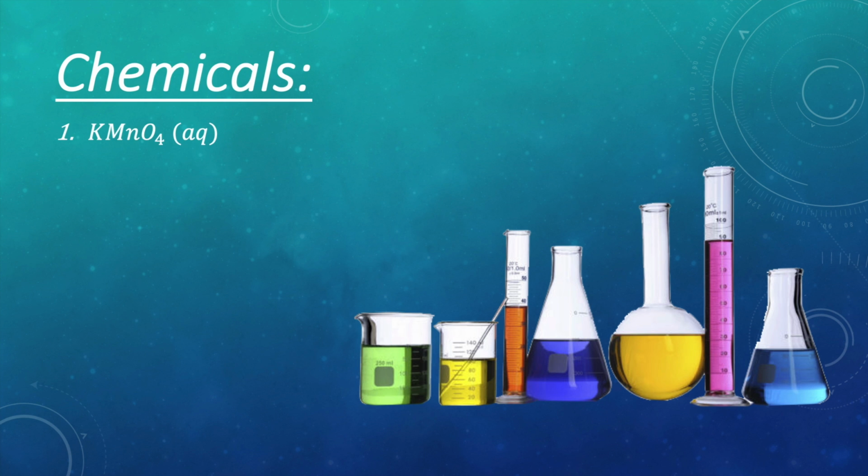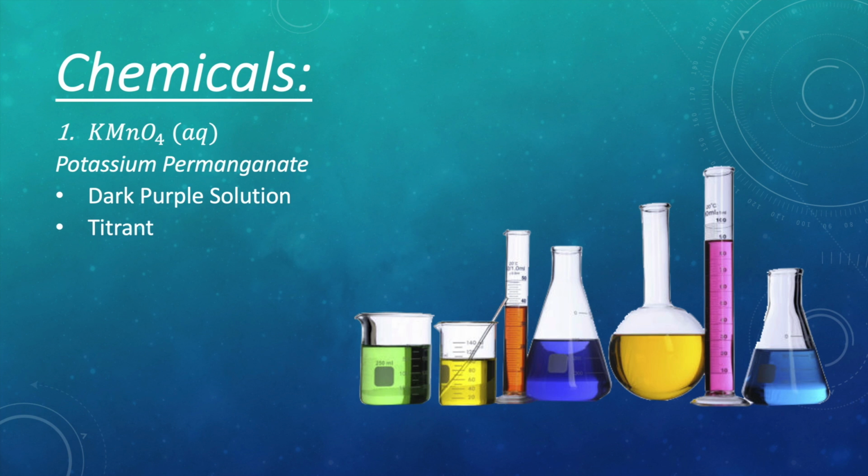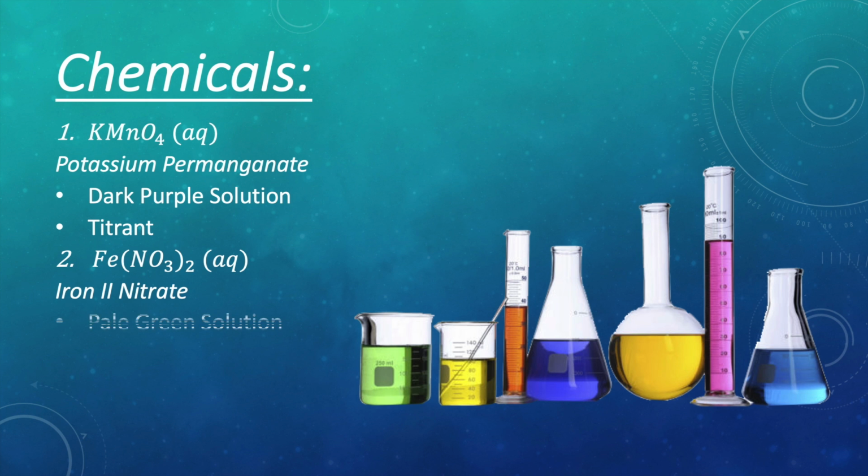So the chemicals we're going to be using today will be KMnO4, which is our potassium permanganate, the dark purple solution in our titrant, and then Fe(NO3)2, which would be our iron 2 nitrate, the pale green solution in our analyte.